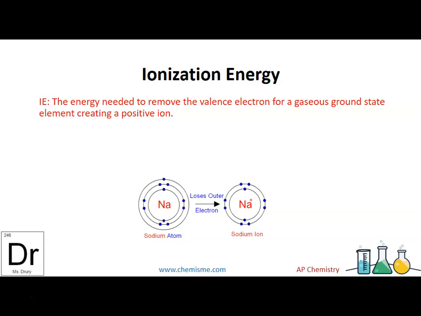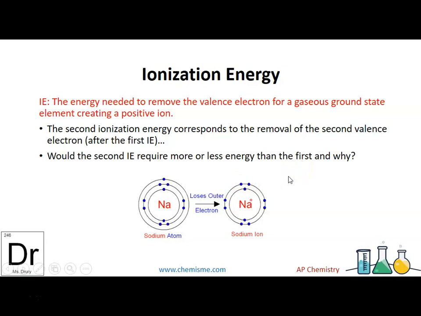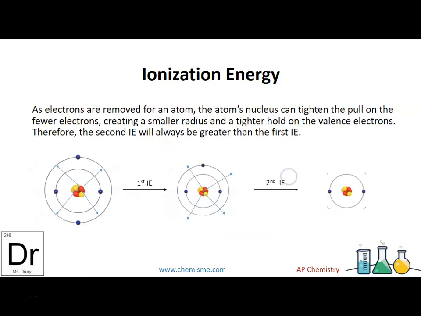As you can see in the picture, sodium loses its valence electron, it becomes smaller in size, and that outer ring is gone. We need to know how much energy it takes to remove that. The second ionization energy, if you see it in a question, corresponds to removal of a second valence electron. So in the picture here, we would have to remove it from the second level. One of these 8 would have to be removed. Will that require more energy than the first, or less energy than the first, or does it depend on the atom itself? Let's answer that.